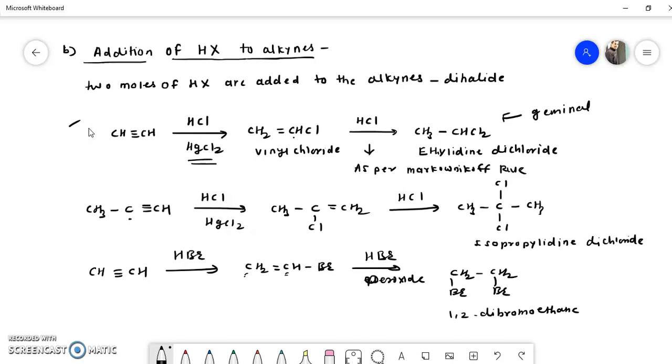So this is all about the addition of HX to the alkyne. So always remember, the addition of HX to the alkyne takes place as per Markovnikov rule, and if we use peroxide, then the addition takes place in an anti-Markovnikov way.